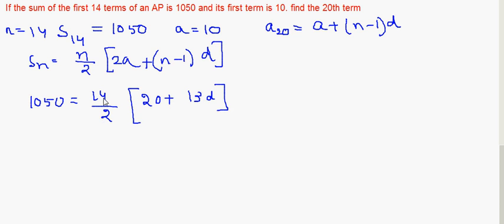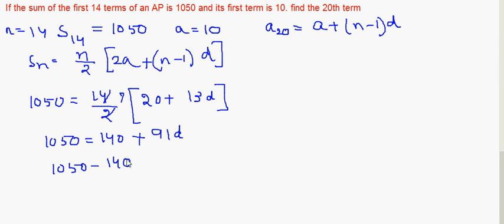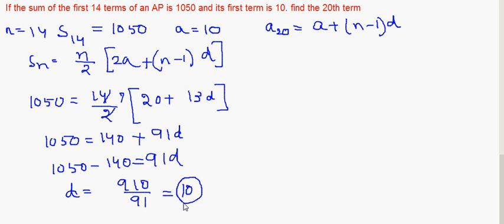Now 14 upon 2 gives you a 7, so I'm left with 1050 equals 7 into 20, which gives you 140, plus 13 into 7, which is 91d. 1050 minus 140 is 91d. So d can be taken equal to 910 upon 91, that is 10. So we have got our d, and we have our information on what is a.